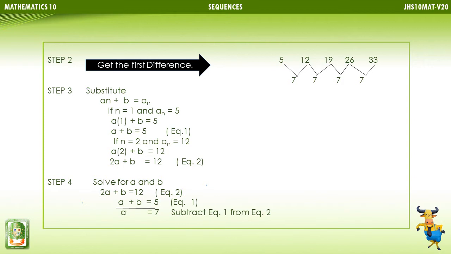Step 4. Solve for a and b. 2a plus b equals 12, equation 2. a plus b equals 5, equation 1. a equals 7. Subtract equation 1 from equation 2.